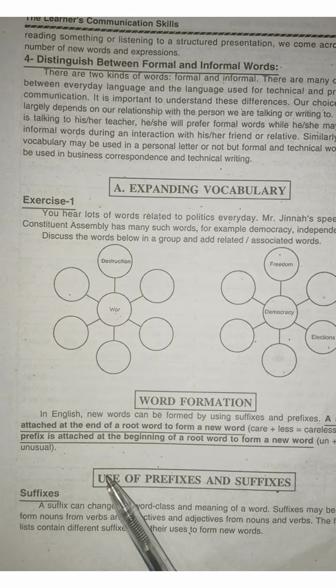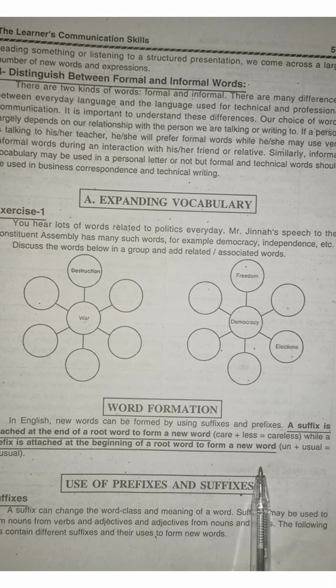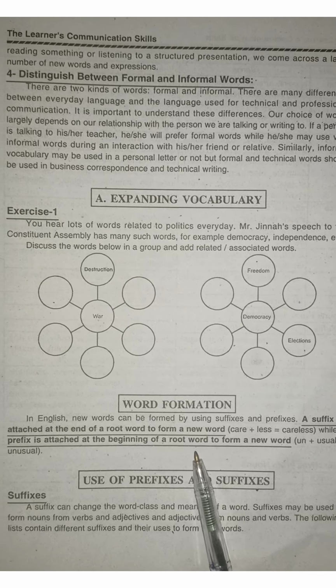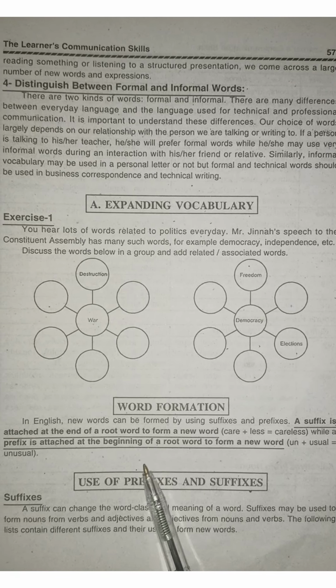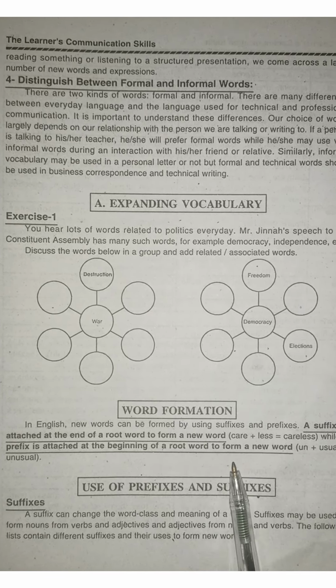A suffix is attached at the end of a root word to form a new word. Care plus less is equal to careless, while a prefix is attached at the beginning of a root word to form a new word. Un plus usual is equal to unusual. There is one main difference between suffix and prefix. That is, suffix is attached at the end of a root word and prefix is attached at the beginning of the root word.